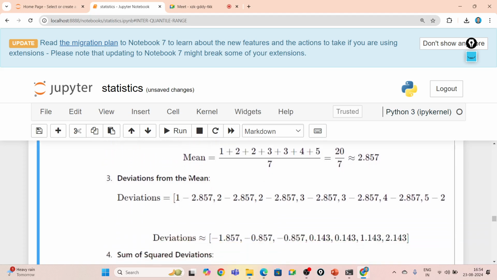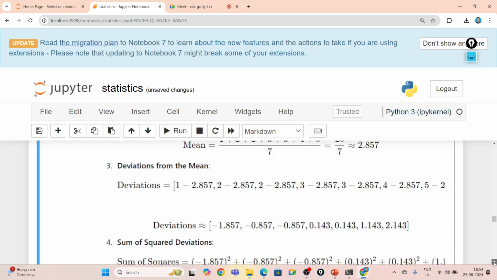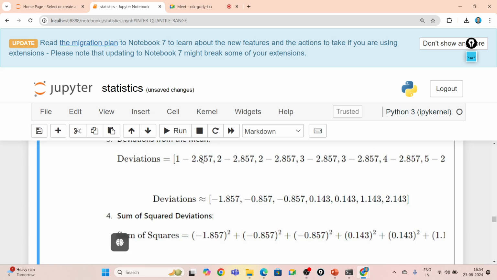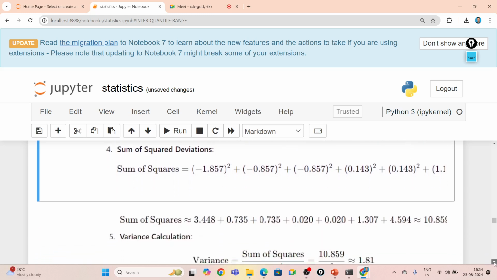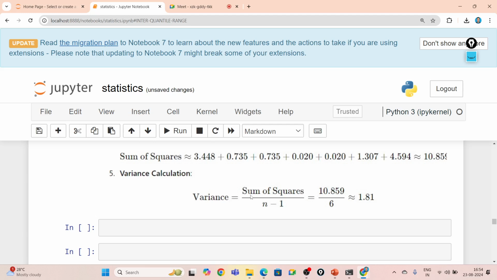Then we subtract each value from the mean, and then we have to perform the sum of the squares of these. So 1 minus 2.857 gives minus 1.857, and we take the square of that. In this way we add all the elements. After adding all the elements, we have the sum of squares divided by n minus 1. The sum of squares you will get as 10.859, divided by n is 7, so n minus 1 is 6. So the final variance you will get as 1.81. Is it clear?